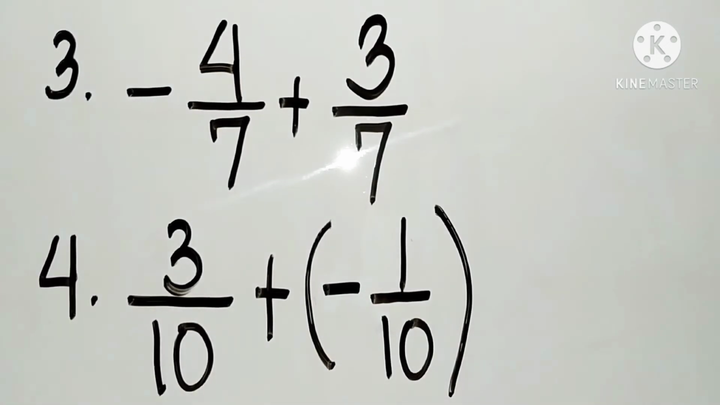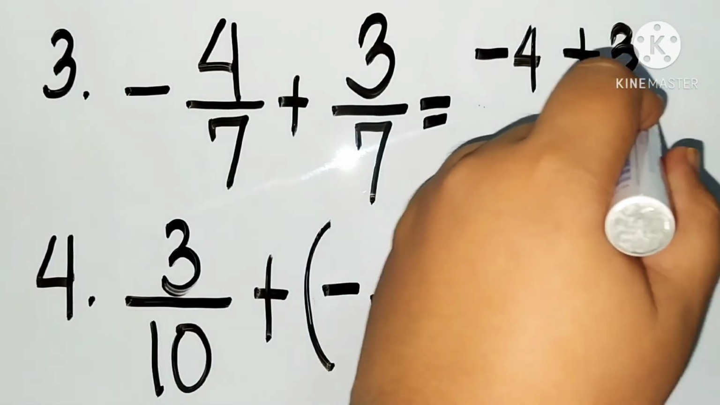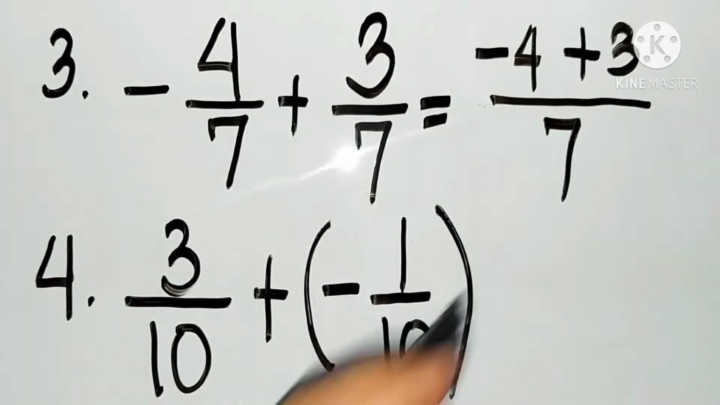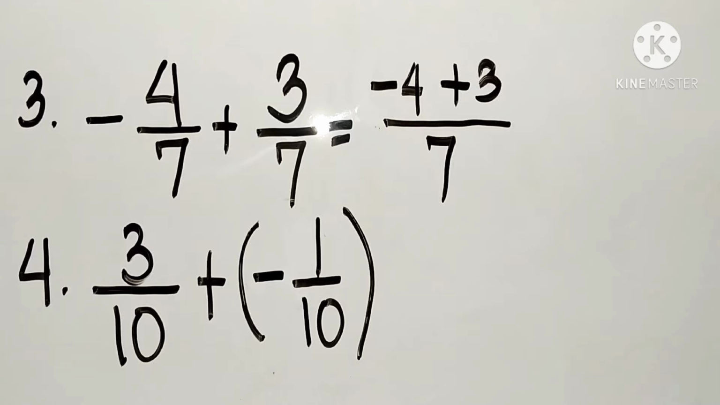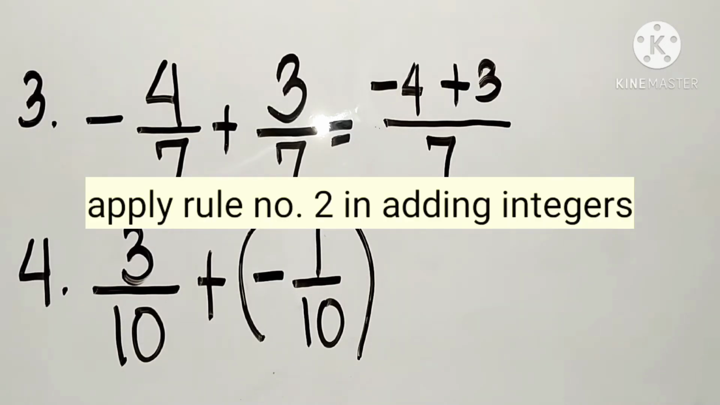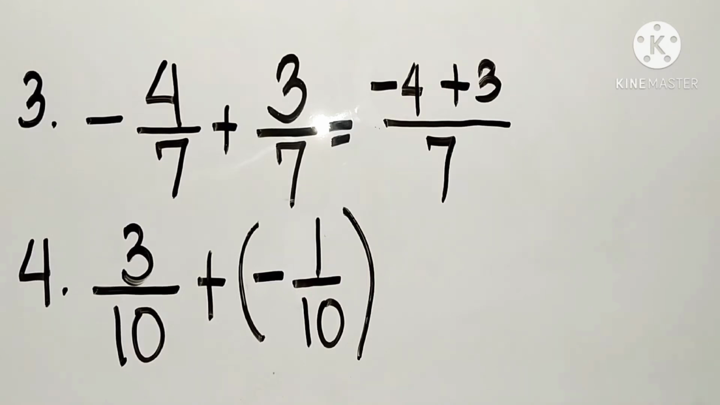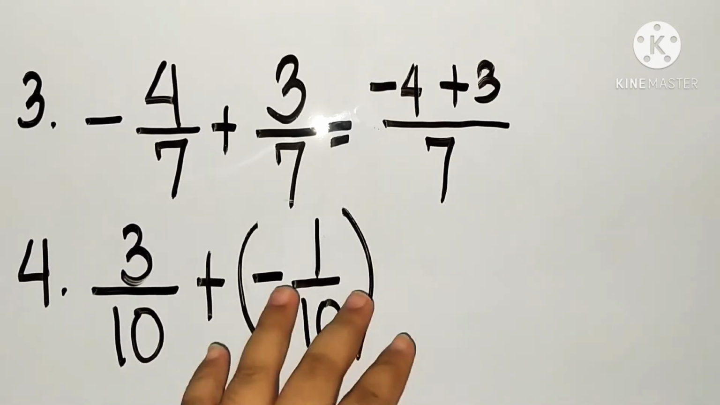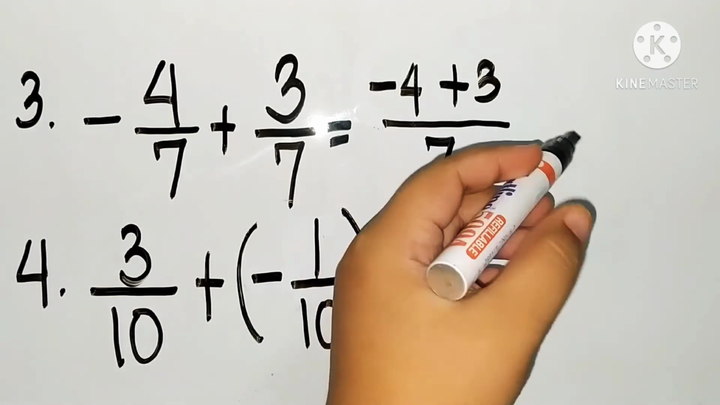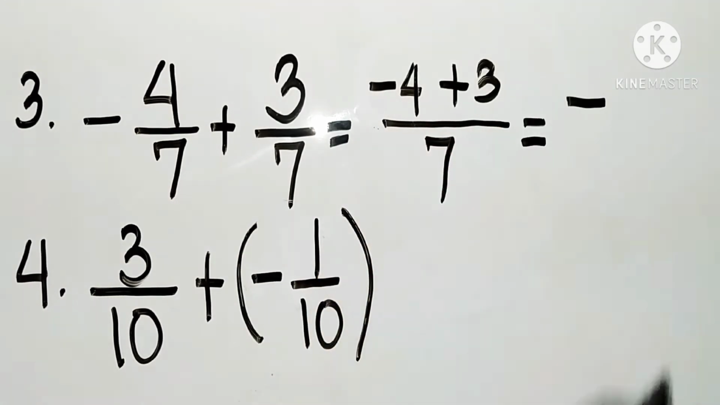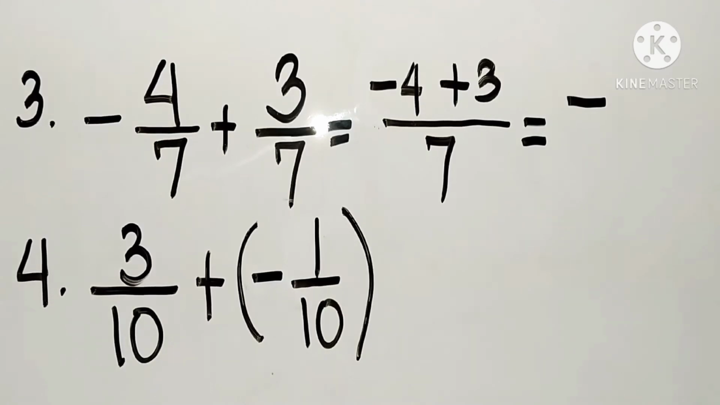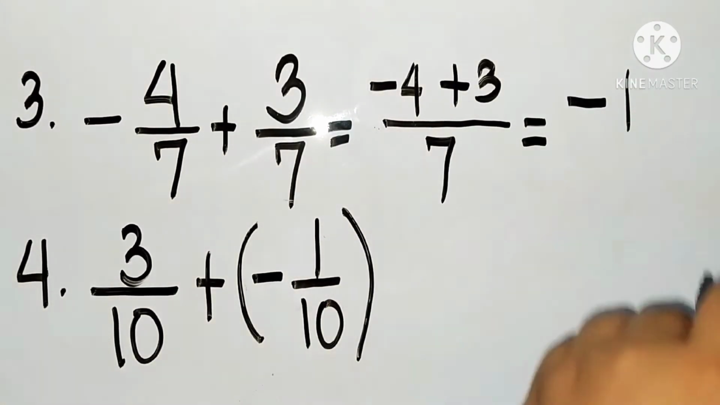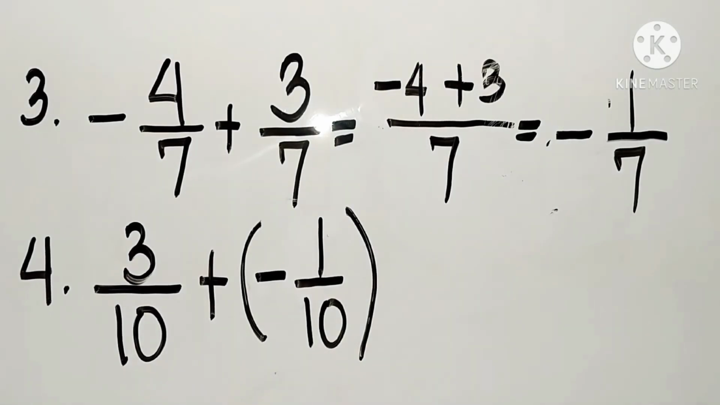Simulan natin sa number 3, negative 4 over 7 plus 3 over 7. So, una, i-add daw natin muna yung numerator. So, magiging negative 4 plus 3 over 7. So, sa case na to, ang i-follow natin na rule ay yung rule number 2. In adding different signs, subtract the number, then copy the sign of the bigger number. Since, sa case na to, mas malaki si 4, so magiging negative ang ating sagot. So, negative, and then subtract the number, that is 1 over 7. So, yung sagot natin ay negative 1 over 7.